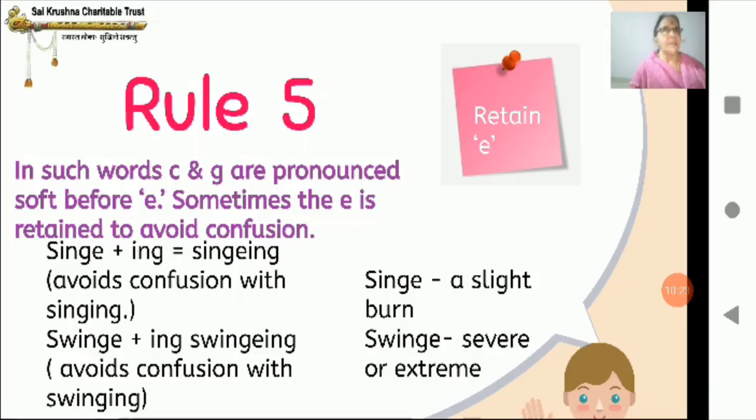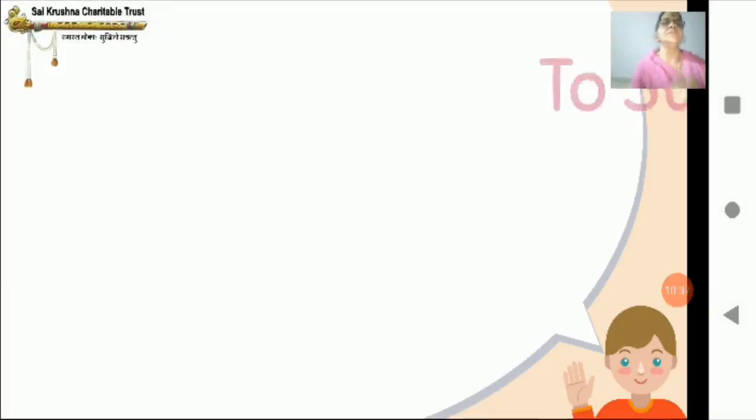S-I-N-G-E plus ing is singeing. E is continuing there. Swinge, swingeing. I don't say swinging. Clear? Okay. We move on to the next.